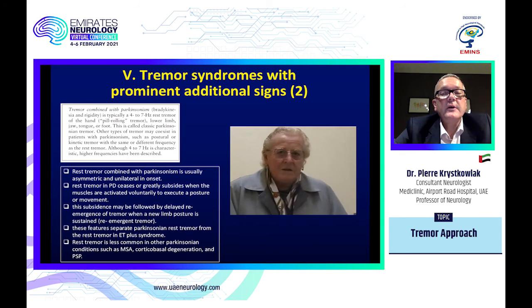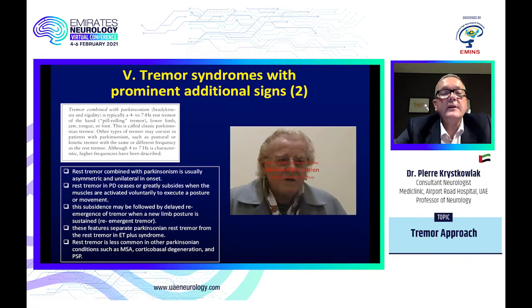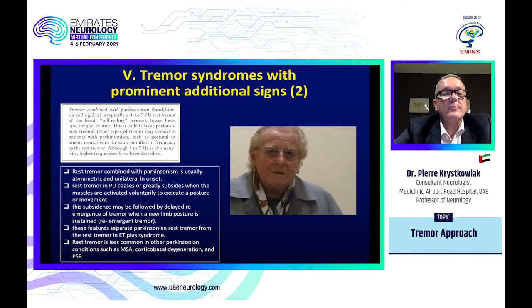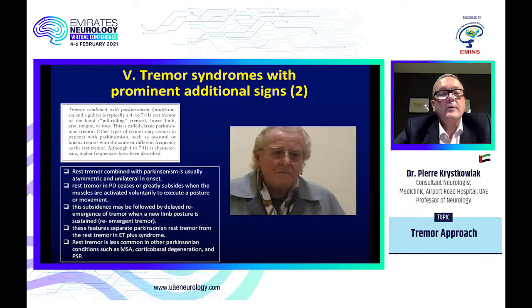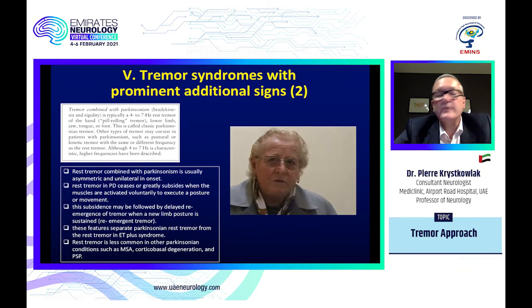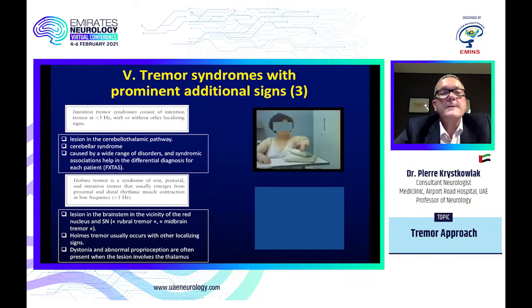And these features clearly can be helpful in separating Parkinson rest tremor from the rest tremor you can sometimes observe in essential tremor plus syndrome. Rest tremor is also very less common in other Parkinsonian conditions, such as atypical Parkinsonism.